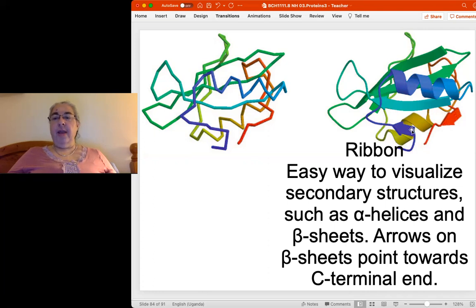So here we're emphasizing the secondary structure while still showing the parts that aren't part of secondary structure as a backbone. If you notice, the beta sheets have an arrow on the end. This helps us to know which direction the polypeptide chain is going in. The arrows are pointing towards the C-terminal end of the polypeptide chain.